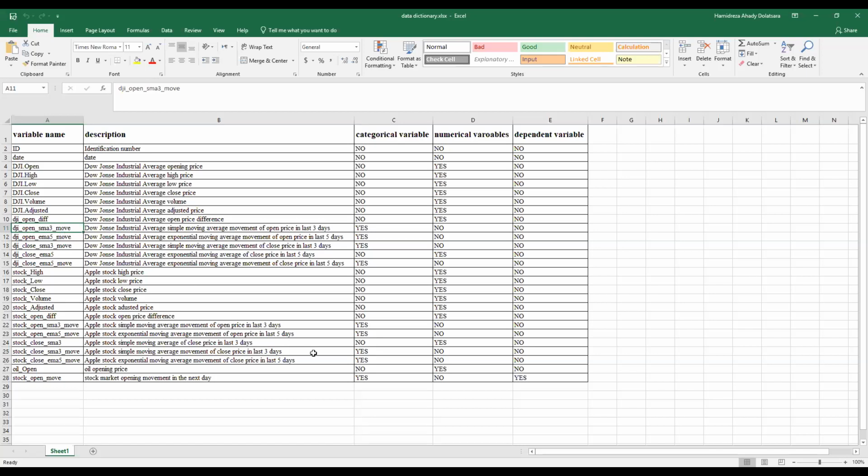So what does it mean? Basically, DJI Open SMA3 means the simple moving average of the DJI open price in the last 3 days. 3 means the last 3 days, and move means the differences. Again, movement. Is it a decrease or increase, up or down? So I look at two different 3-day moving averages and see if the second one is more than the first one, it is an up movement. If the second one is less than the first one, it is a down movement.